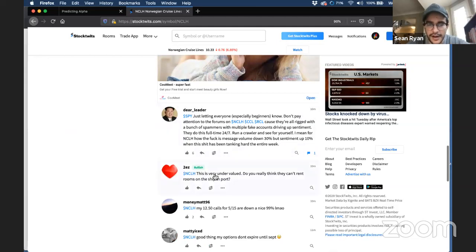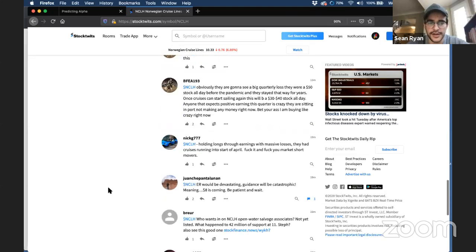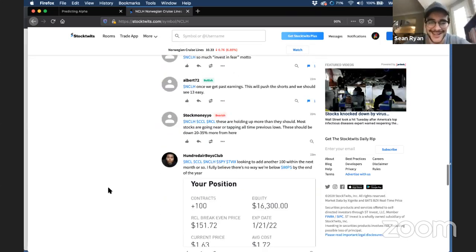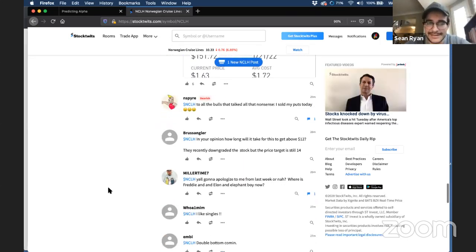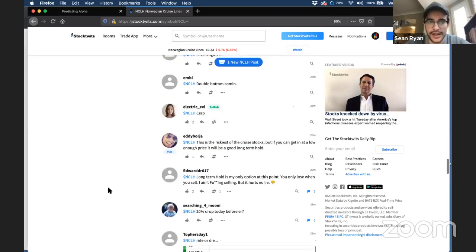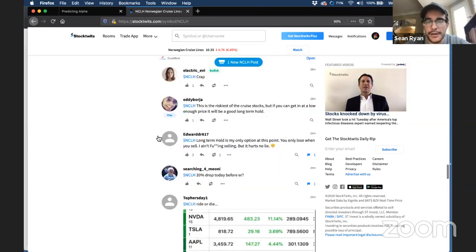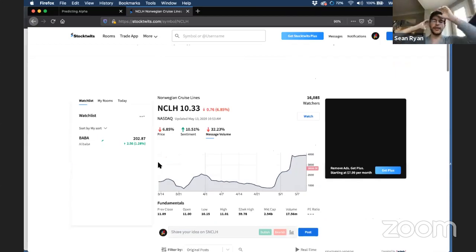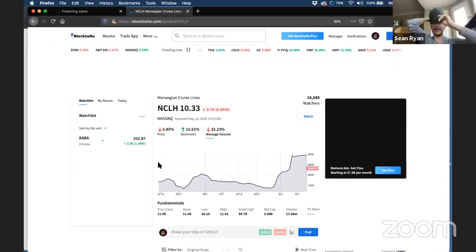This is very undervalued. You don't think they can rent rooms in the ship on port. Wow, it's really going to save their billions of dollars in losses. Okay, cool. Looking at this, I would do a little more research. I would look into how much information we have about what their earnings are going to be. With this, it's pretty easy to calculate what their profits are. Their ships have stopped running. You can calculate the revenue that comes off the ships. You can look at their balance sheets and their financial information to see what their overhead is, how much cash they have on hand, what their float is, how long they have to live.